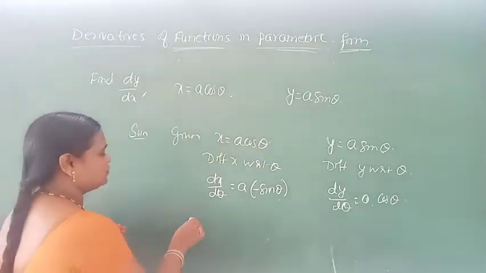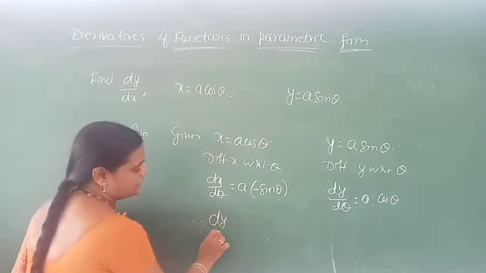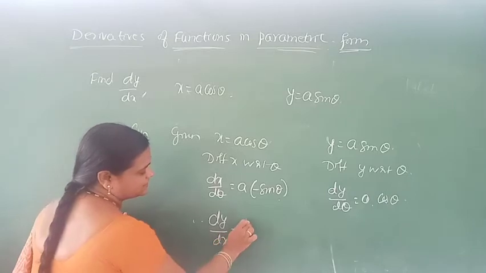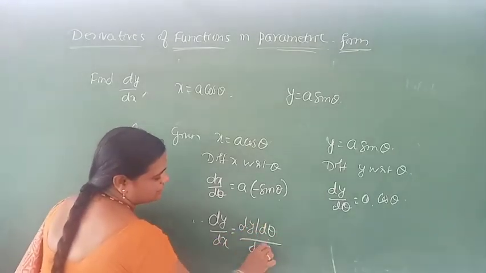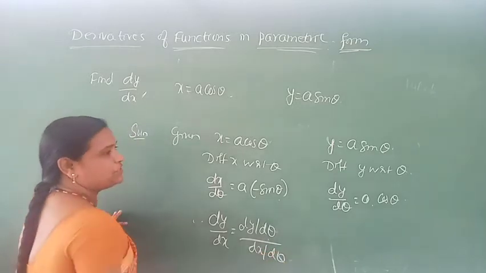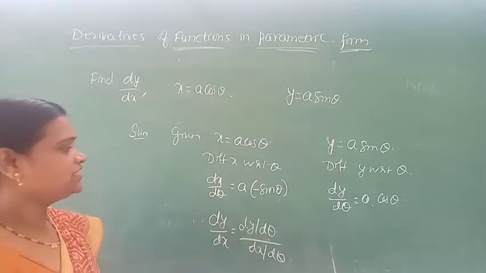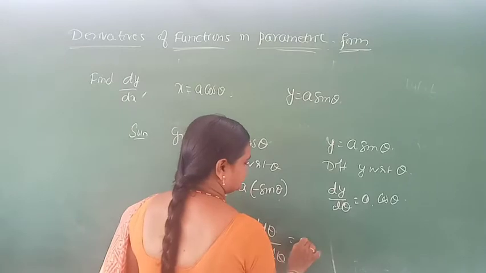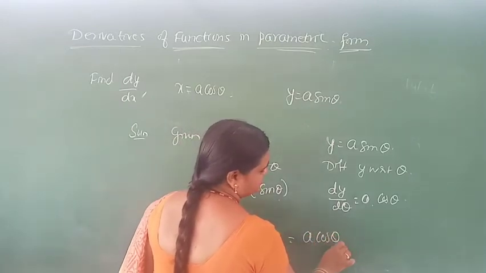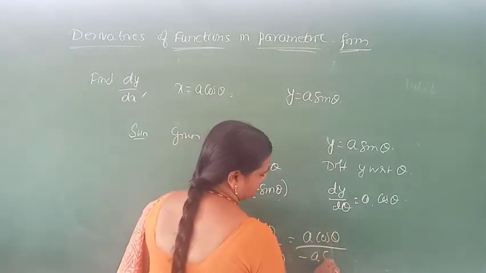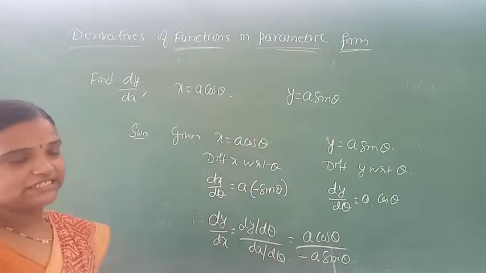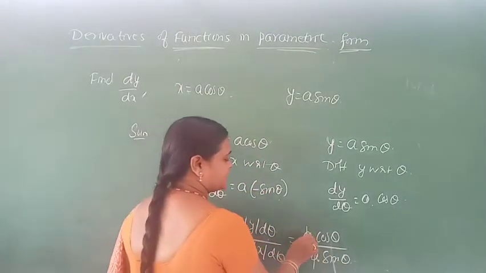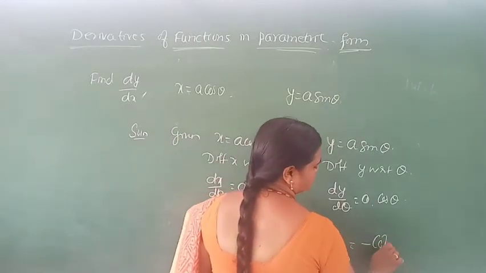Therefore, dy by dx is dy by d theta divided by dx by d theta. Instead of t, we are taking theta. Dy by d theta is a cos theta divided by minus a sin theta. A minus sin theta means minus a sin theta. A gets cancelled. Cos by sin is cot.